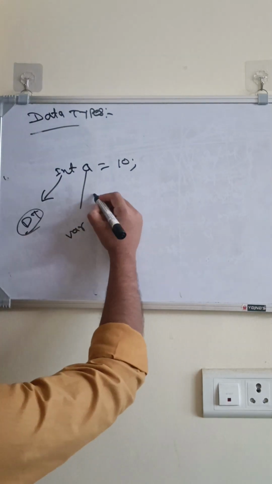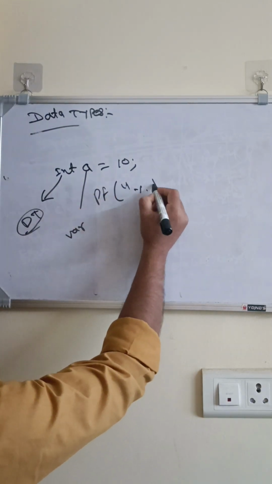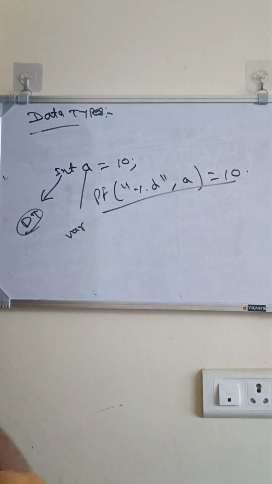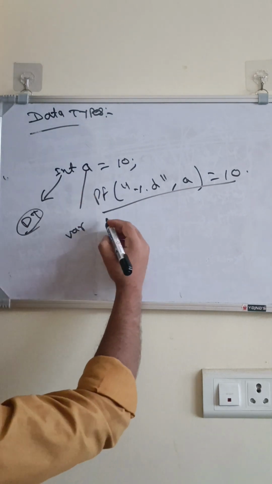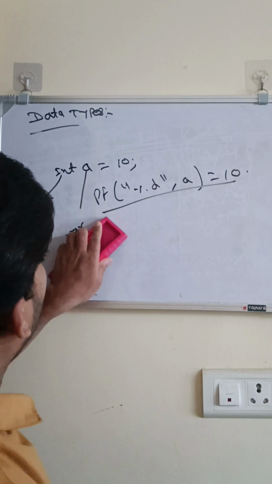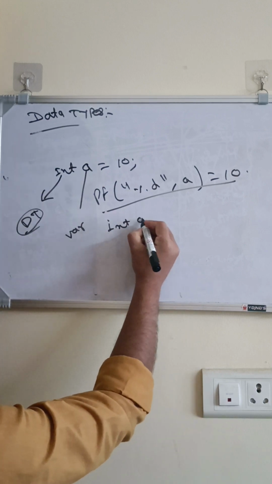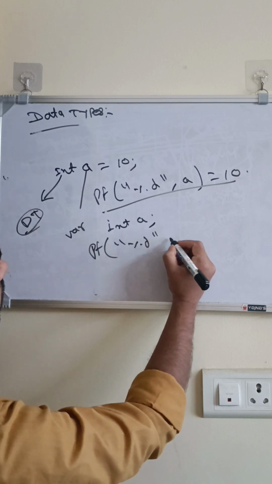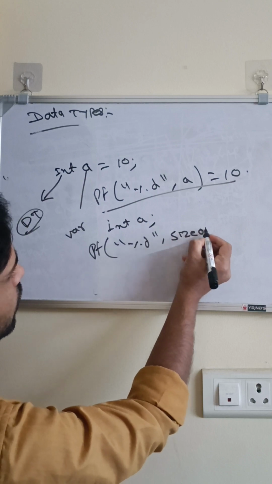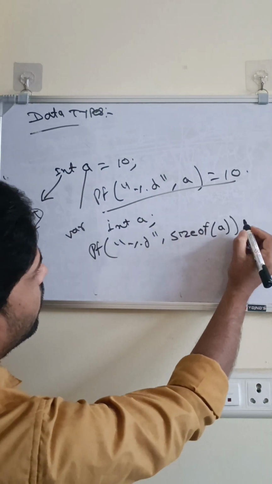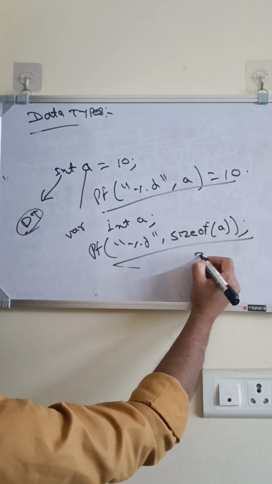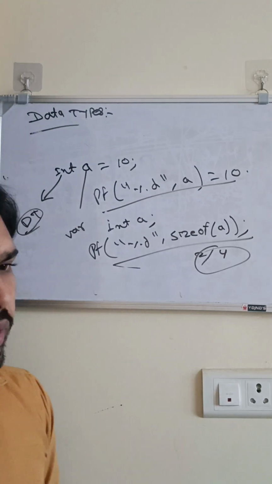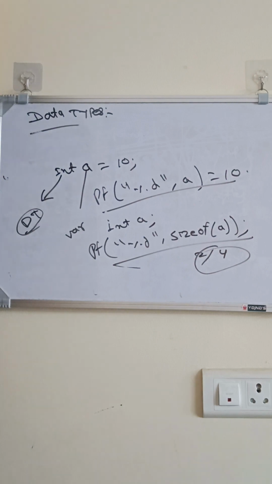If you want to print, then printf percentage d, then give a. The output will come 10. If you want the size of that integer, then you can print it. For that we have to declare int a semicolon, then printf percentage d and sizeof a. Sometimes it will come 2, sometimes it will come 4. It depends upon your controller. Now we will do it in the PC in practical.